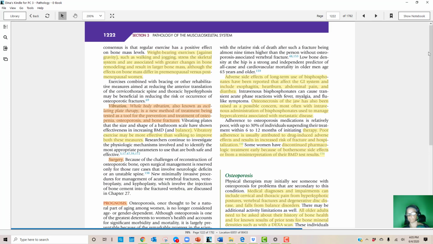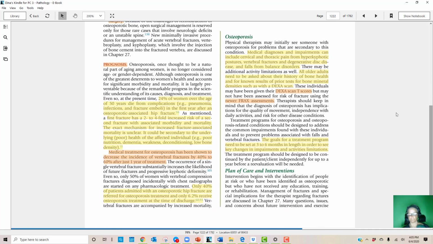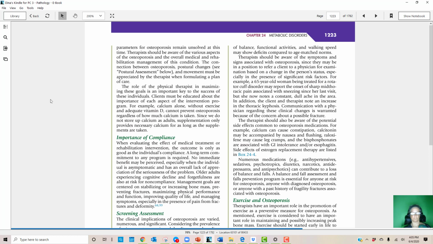Plan of care and interventions. Intervention begins with the identification of people at risk or who have been identified as osteoporotic but who have not received any education, training, or rehabilitation. Management of fractures and special implications for the therapist regarding fractures are discussed in Chapter 27. Many questions, issues, and concerns about future intervention and exercise parameters for osteoporosis remain unsolved at this time. Therapists should be aware of the various aspects of osteoporosis and the overall medical and rehabilitation management of this condition. The connection between osteoporosis, postural changes, see postural assessment below, and movement must be appreciated by the therapist when formulating a plan of care.